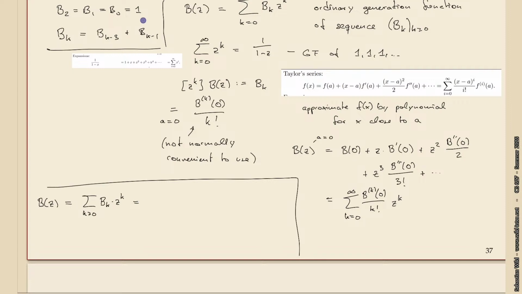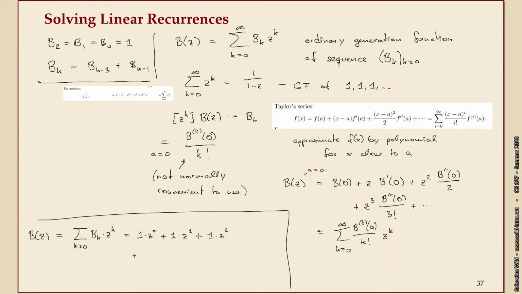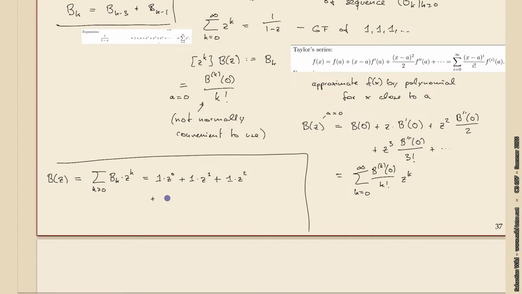So I can insert the base cases. This is going to be 1 times z to the 0 for b0, plus 1 times z to the power 1 for b1, plus 1 times z squared for b2, and then plus the remaining terms. I'll first just say symbolically, this is b_k times z to the k, but now only summing from 3 onwards.